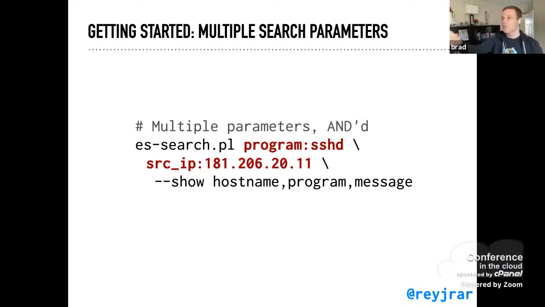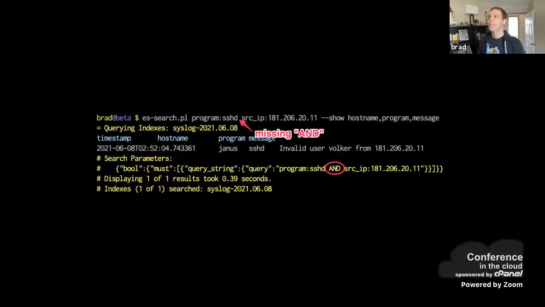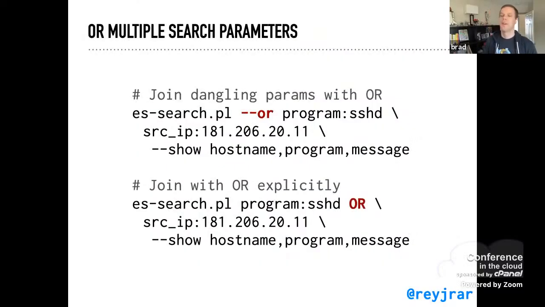So here we have 2 search parameters instead of 1. And you can see in the command line, we are missing that and. That is proper, but down here in the search parameters, it joined that with an and for us so that we don't have to pull our hair out. This just makes, again, fewer keystrokes.